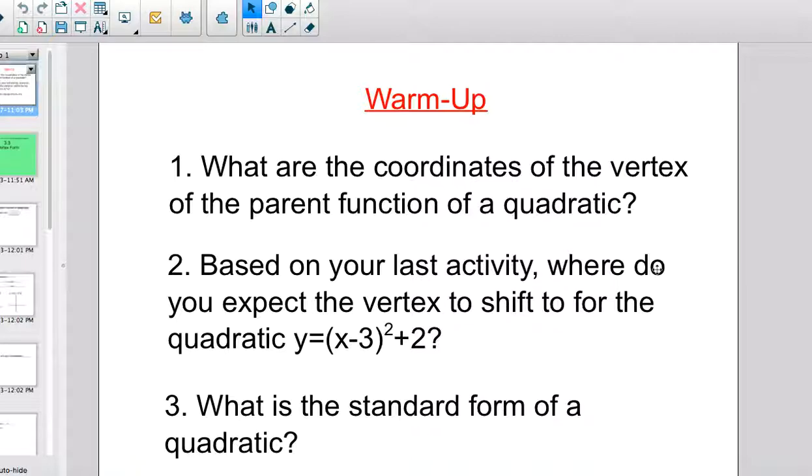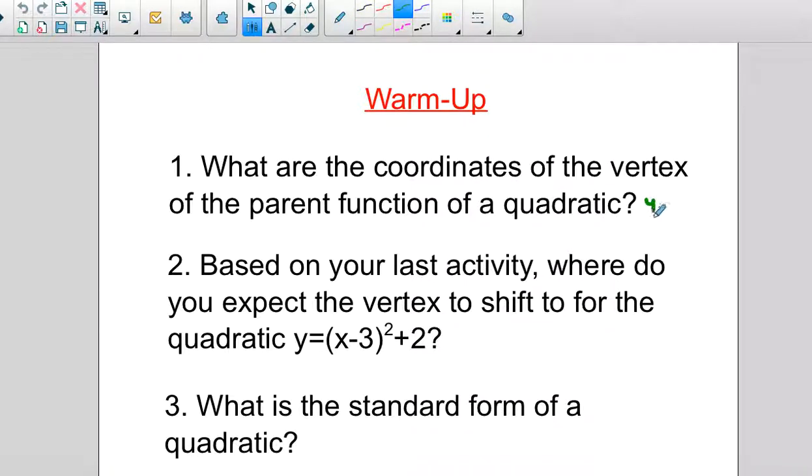All right, so if you've done this, what are the coordinates of the vertex of the parent function? If you remember, the parent function is just y equals x squared, right? So the vertex of that would be at (0, 0).